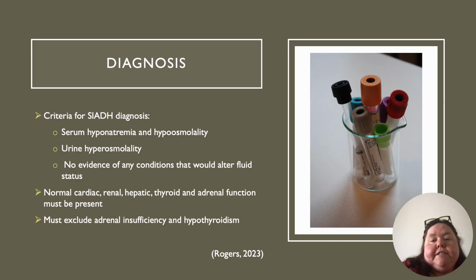There can be no evidence of any other conditions of the kidneys, thyroid, cardiac, renal, and your adrenal function and your thyroid function all must be normal, so no adrenal insufficiency or hypothyroidism. So if patients are in anything like acute renal failure or congestive heart failure, those things will probably overrule an SIADH diagnosis.